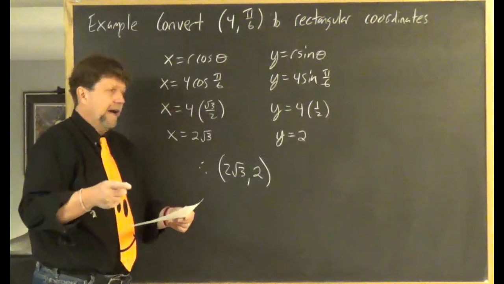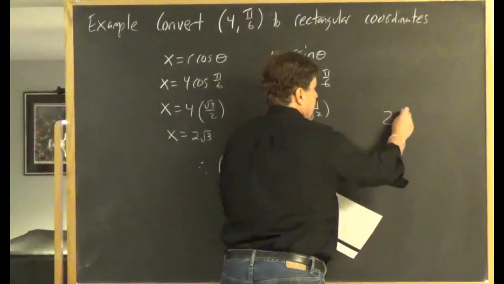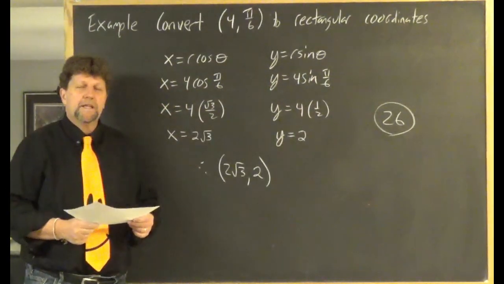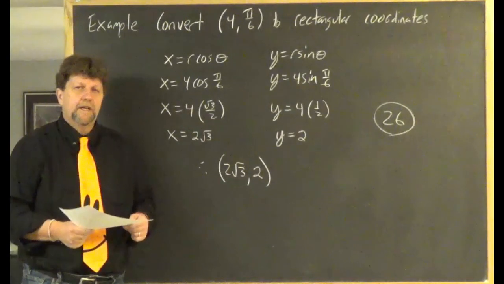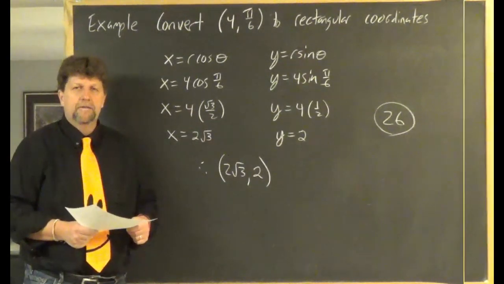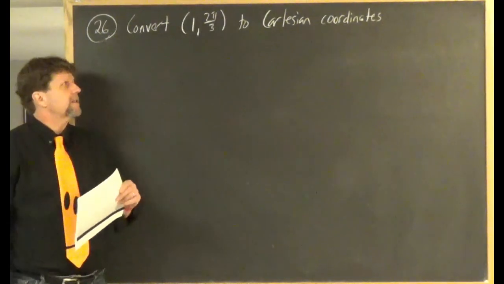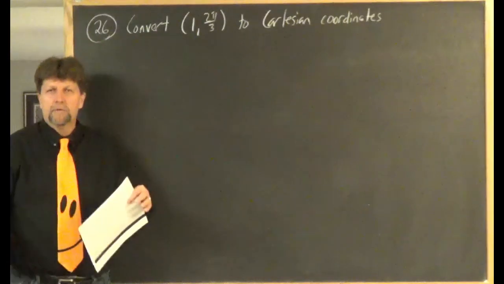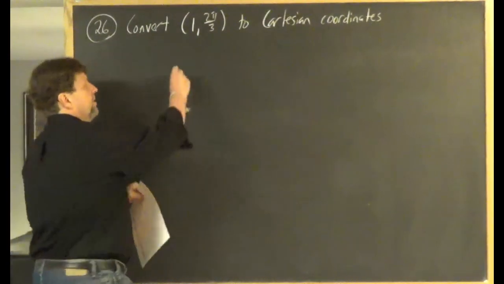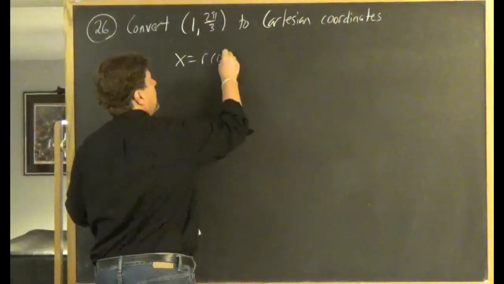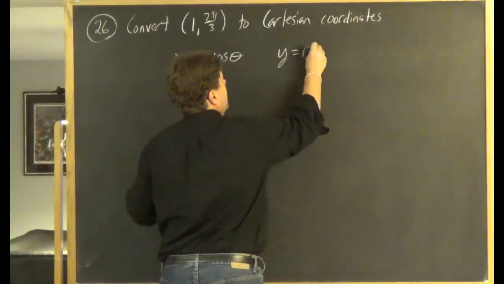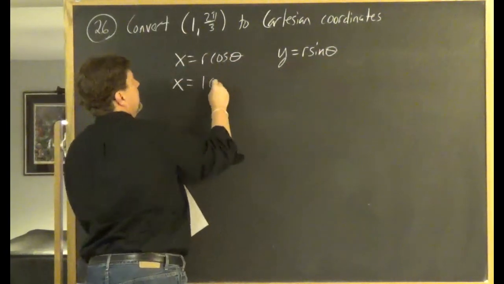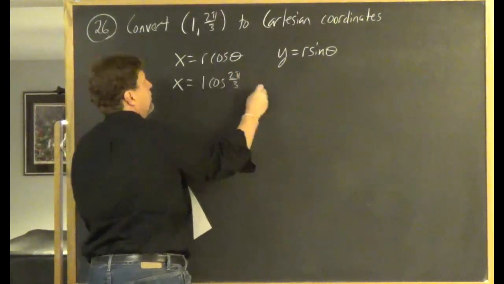So what I'd like you to do now is pause the video and in section 12.2 exercises, go give number 26 a try. After you do it, restart the video and I'll be here cranking through it. All right folks, in number 26 you were asked to convert the polar point 1, 2 pi over 3, to Cartesian coordinates, or rectangular coordinates. So again, x equals r cosine theta. Y equals r sine theta. R is 1. Theta is 2 pi over 3.